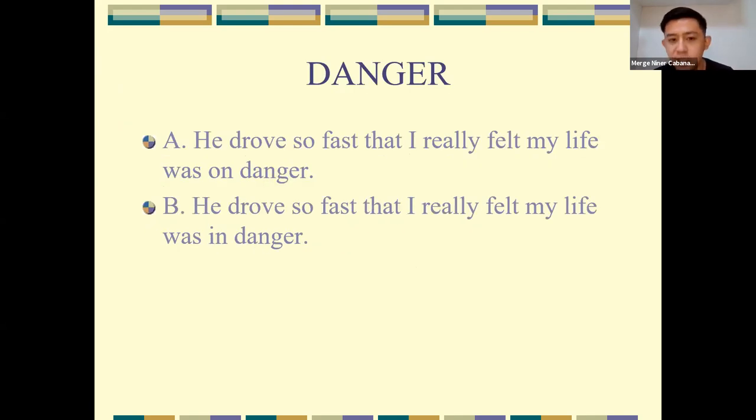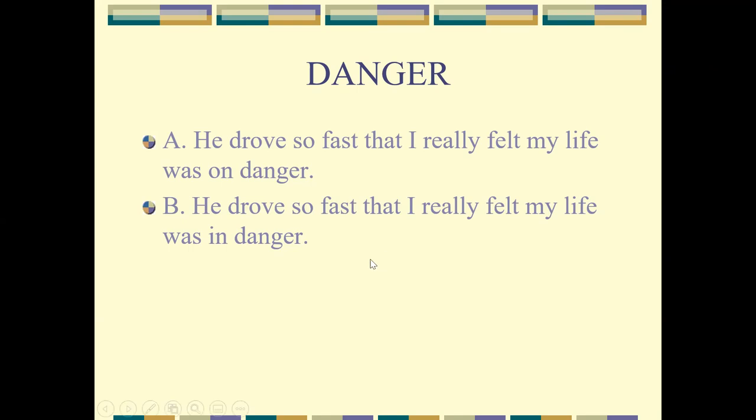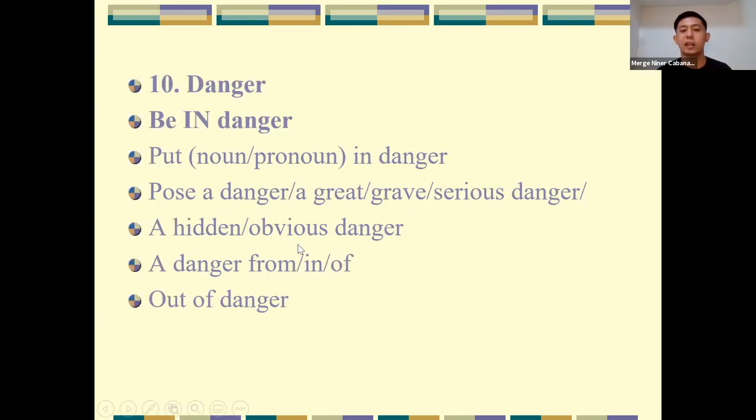All right. Danger. Question, Jeffrey Mendoza. He drove so fast that I really felt my life was on danger, or he drove so fast that I really felt my life was in danger. Is it on danger or in danger? Jeffrey? Letter B, sir. Okay, in danger. Answer is B, in danger. That is correct. Be in danger, put in danger, pose a danger, great, grave, serious, hidden, obvious danger, a danger from, in or of, out of danger.